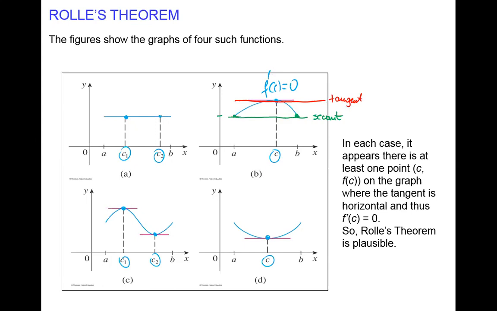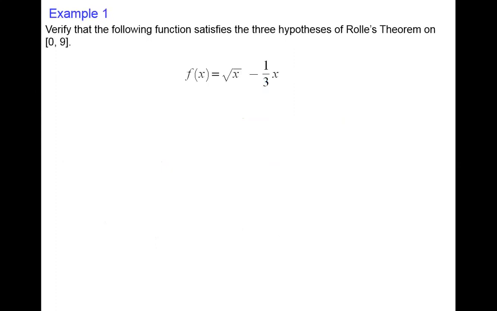Okay. Let's see. I do have 2 problems for this theorem. Let's try. Verify that the following function satisfies the 3 hypotheses of Rolle's theorem on the interval from 0 to 9. The function is defined as square root of x minus 1/3 x. That means we have a difference between two functions, but both of them are continuous functions, so the difference is also a continuous function, no problem. And we are also satisfying the domain.